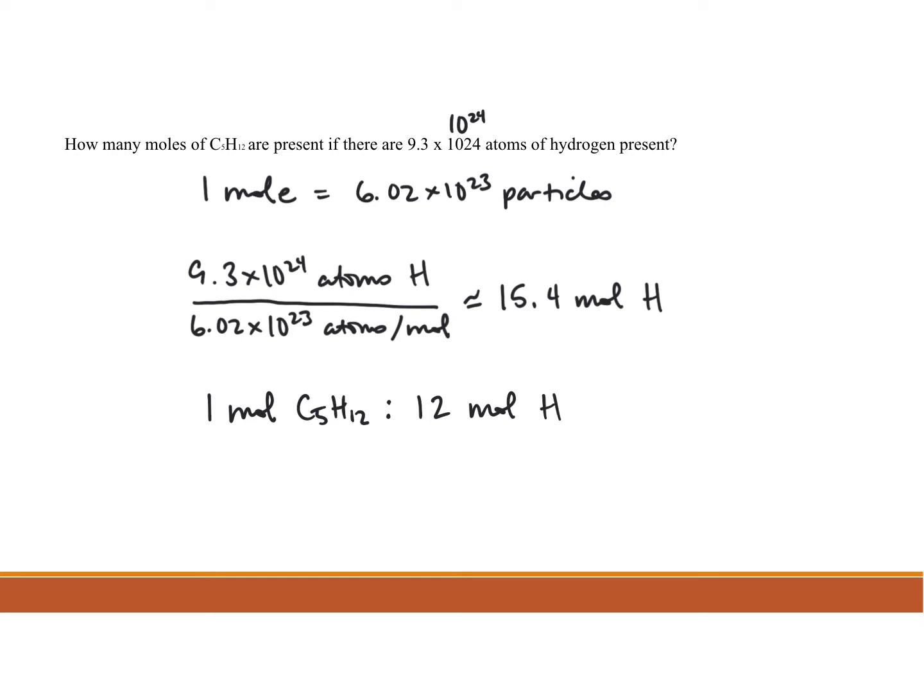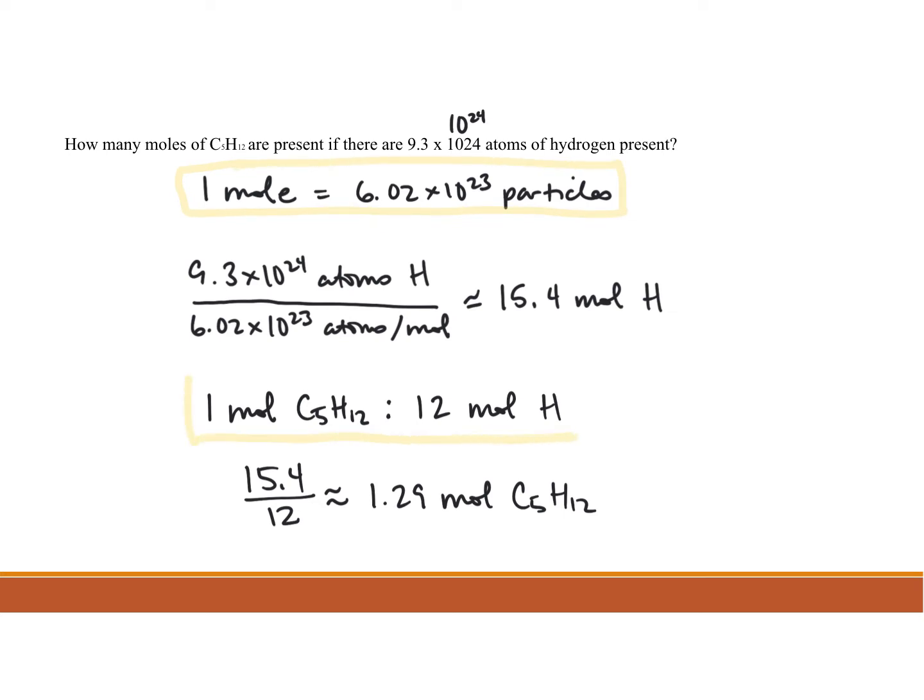So if you have 15.4 moles of hydrogen, you would divide it by 12 to find out how many moles of C5H12 there are. So we can say 15.4 divided by 12, to say we have roughly 1.29 moles of C5H12. But it's very, very important that you consider these mathematical relationships, such as this one right here. I'll go ahead and highlight that to make sure you understand this. And also understand these proportions so that you can think proportionally and in terms of quantity.